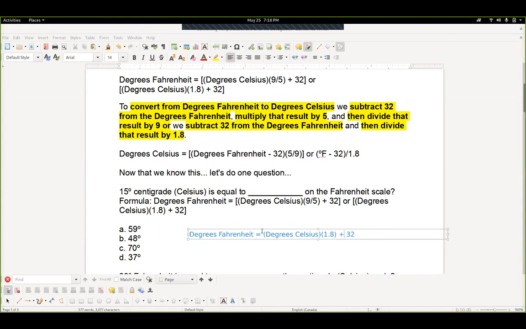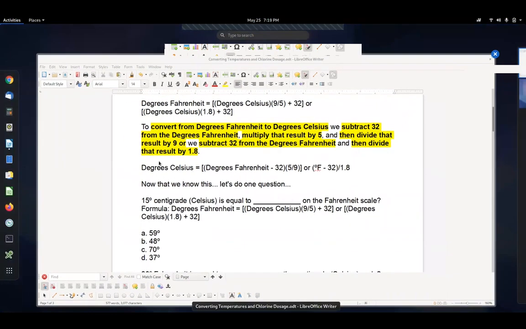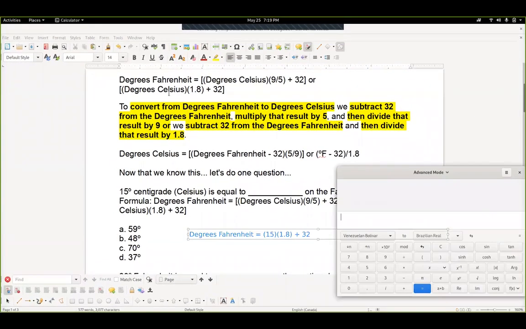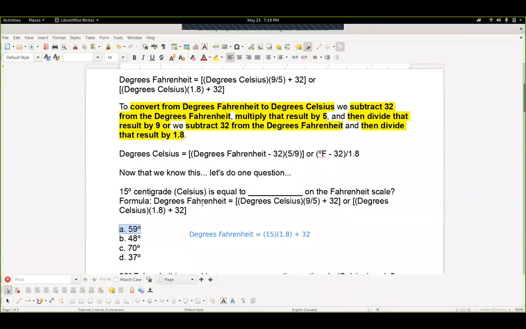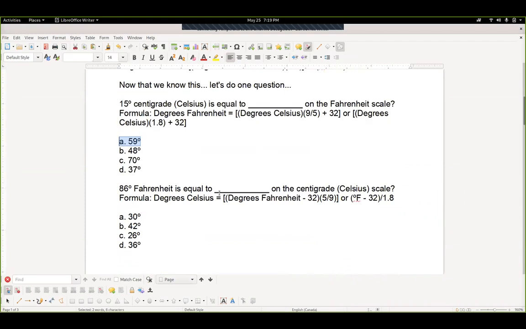Now, what is the degrees Celsius? We know that, that's 15. So 15 times 1.8 plus 32, so now we use a calculator. And we're going to do 15 times 1.8 and then add 32. And we get 59 degrees, so 59 degrees Fahrenheit, answer A. Okay, and next we're going to convert Fahrenheit to Celsius.